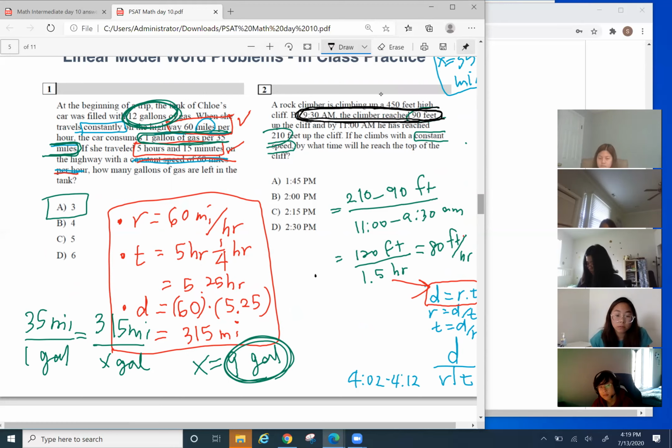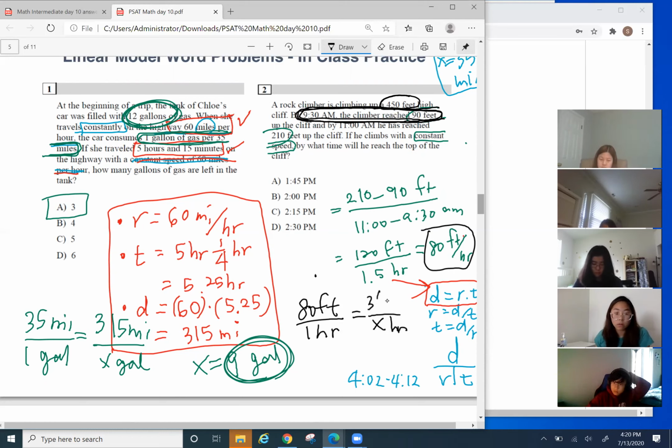How many more feet is there to go? If you're 90 feet above and the top is 450, how many feet more do you have to go? 360 feet, right? There are 360 feet left. So we're going to use the proportion. If you go 80 feet in 1 hour, how much time is needed to go 360 feet?